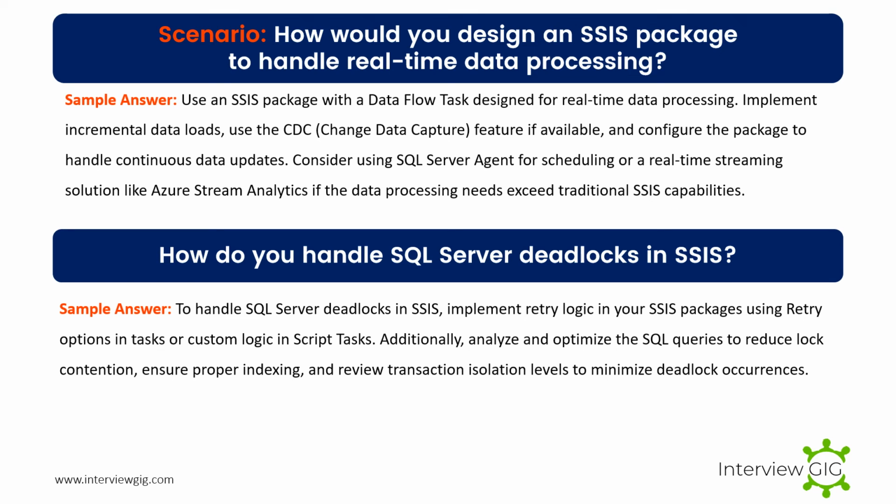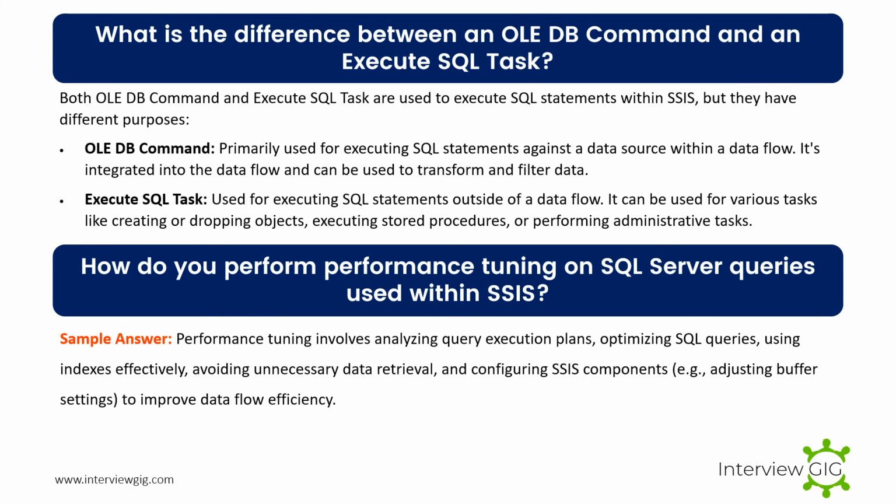How do you handle SQL Server deadlocks in SSIS? Sample answer: To handle SQL Server deadlocks in SSIS, implement retry logic in your SSIS packages using retry options in tasks or custom logic in script tasks. Additionally, analyze and optimize the SQL queries to reduce lock contention, ensure proper indexing, and review transaction isolation levels to minimize deadlock occurrences.